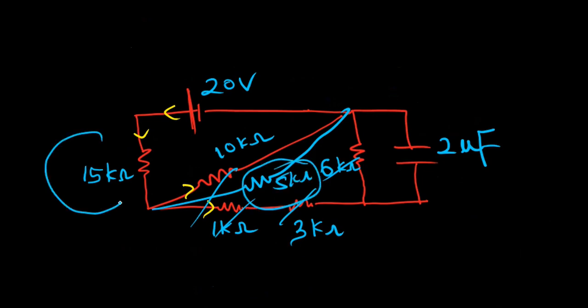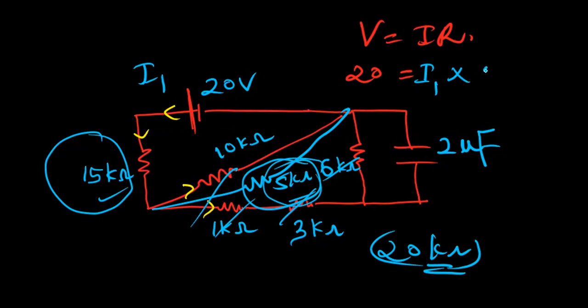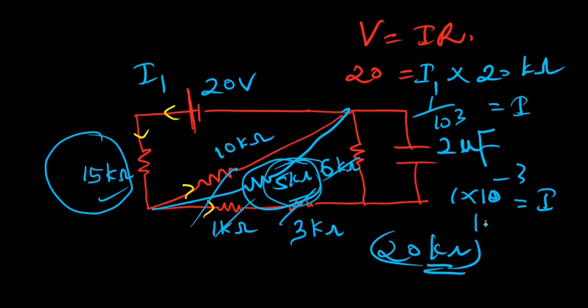These 15 kilo ohms and these 5 kilo ohms are in series. Just like earlier, we can add these two: 15 plus 5 will be 20 kilo ohms. Now we can apply V equals IR. So V is 20, I, that's I1 here, into total resistance 20 kilo ohms. So 20 divided by 20 is 1, but still divided by kilo ohms, so 10 to the power 3. So I is 1 into 10 to the power minus 3, that means 1 milliampere.